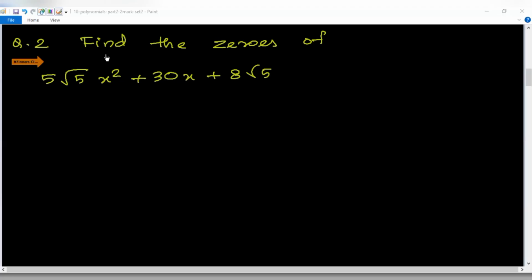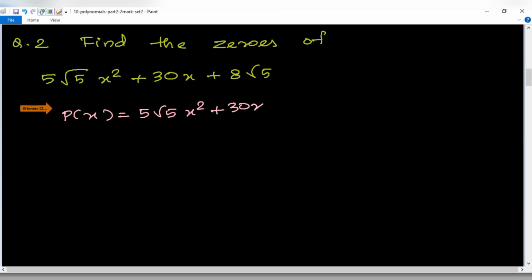This is our next question. Find the zeros of this polynomial. See, the speciality of this given polynomial is it includes roots. Okay, root 5 is there. So we cannot use the trial and error method, it will be difficult. So let us choose splitting the middle term. Okay, so for that, the given polynomial, let us take it as p of x. P of x equals 5 root 5 x square plus 30x plus 8 root 5.